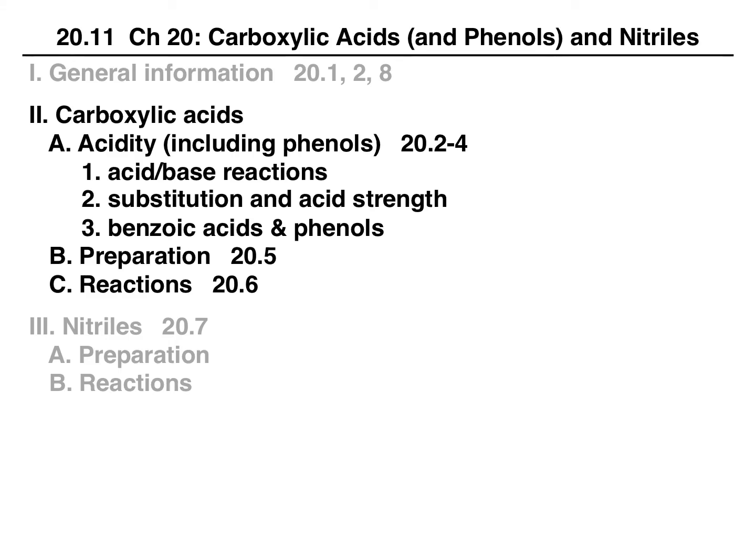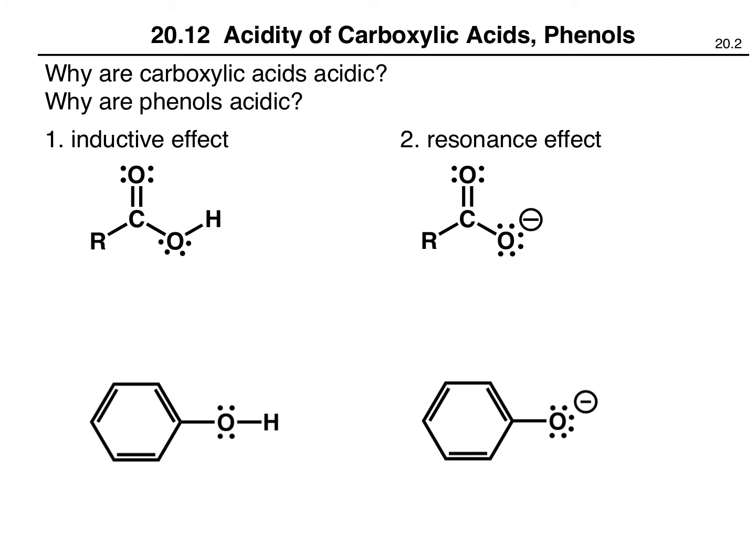In this video, we're going to continue to look at carboxylic acids, focusing on acidity. And we're also going to include another group of compounds that are significantly acidic, and that is phenols. So first of all, what are the features of carboxylic acids and phenols that make them acidic? Well, we can consider two different factors. One is inductive effect, and the other is resonance effect.